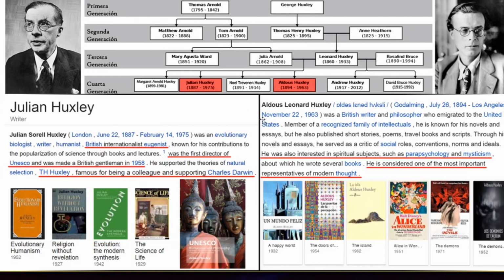Now, and of course, the brother. Okay. You were going to get into it. I was going to say, isn't he the brother to Aldous Huxley? Exactly. Go ahead. Exactly.